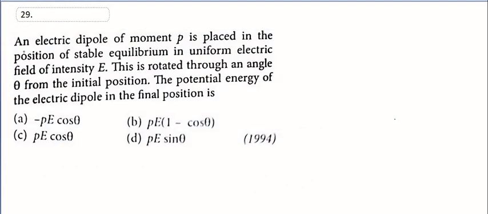Question 29, let's look. An electric dipole of dipole moment P is placed in the position of stable equilibrium. So look at the word, this is very important: stable equilibrium, it is placed in a uniform electric field intensity E. If it is rotated through an angle theta from the initial position, what is the potential energy of the dipole in the final position? So let's see the solution for the problem.